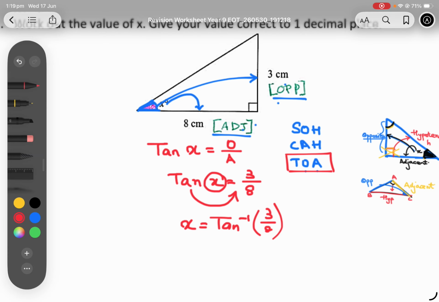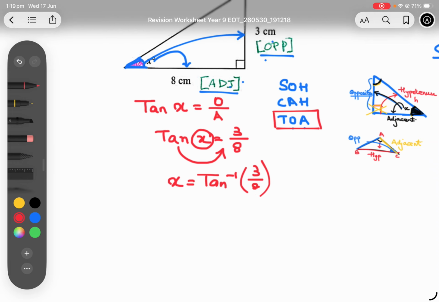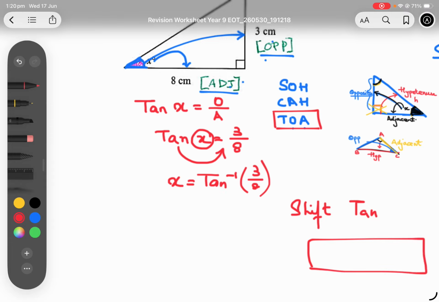And in the calculator, how would you do it? You will press your shift and then you have to press your tan. Automatically in the calculator's display, when you do shift and tan, it would give you in the top corner tan inverse of, and over there you would write 3 divided by 8 and press enter. Close the bracket and press the equal to sign at the bottom. Okay, it would give you the answer.